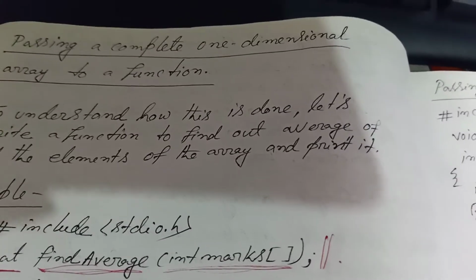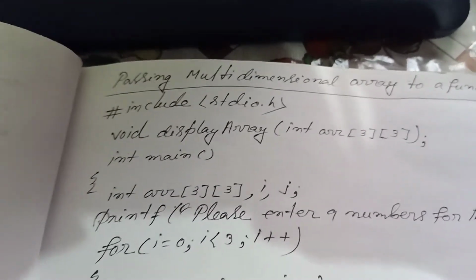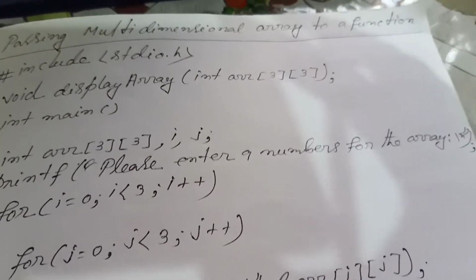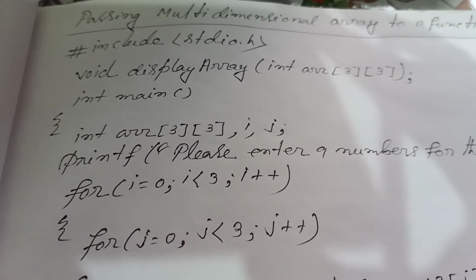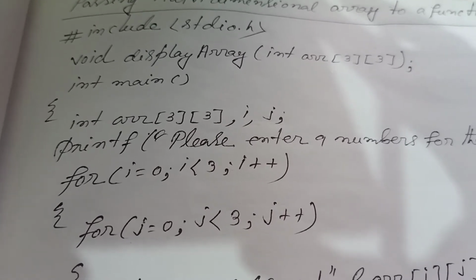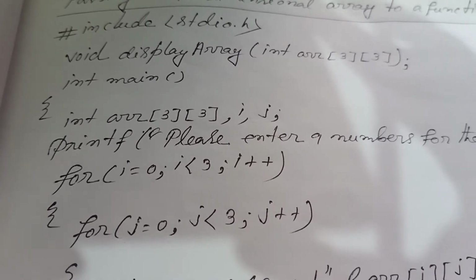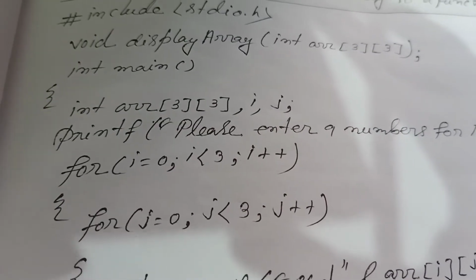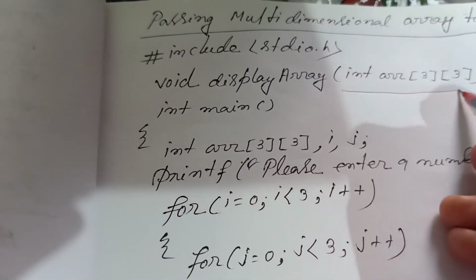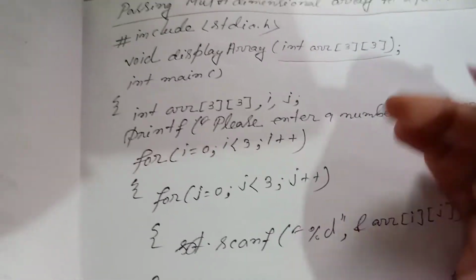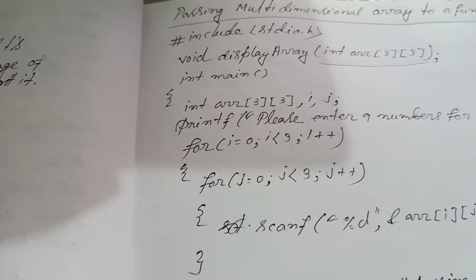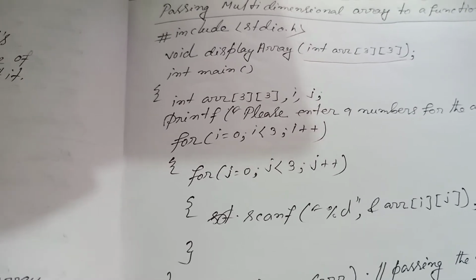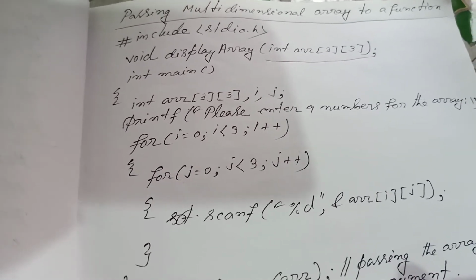Okay. So this is the way we pass a one-dimensional array to a function. Second, and the third type is passing a multi-dimensional array to a function. So let's take an example directly. #include <string.h>, void display array. Here the argument is taking a two-dimensional array with the size. We can also mention the size when we are passing a one-dimensional array. Okay, that's also possible.